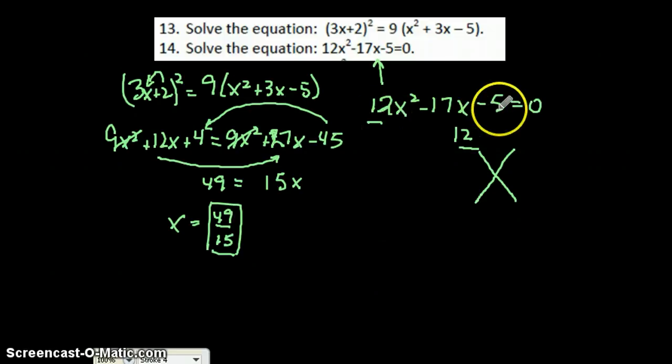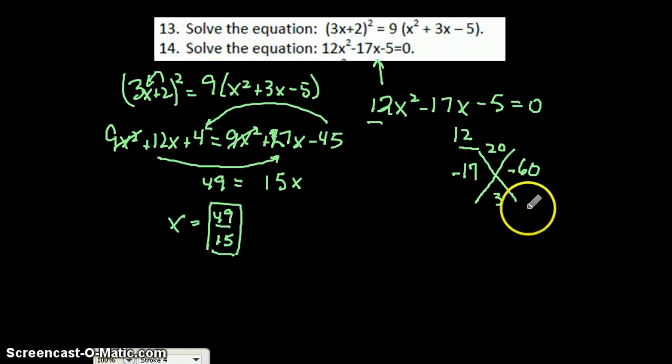Multiply the first number by the 5. Okay, so that's going to be a negative 50, negative 60. Now, here's the question. I'm looking for two numbers that multiply to give me negative 60 and add to give me negative 17. Well, immediately, I'm thinking about 20 and 3.